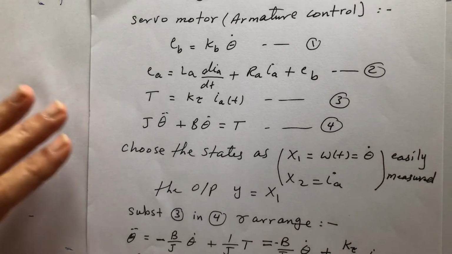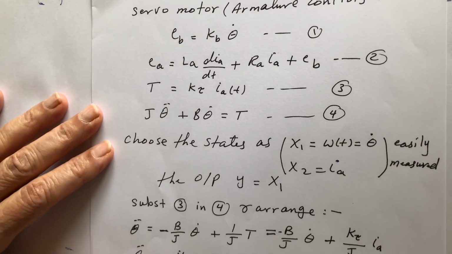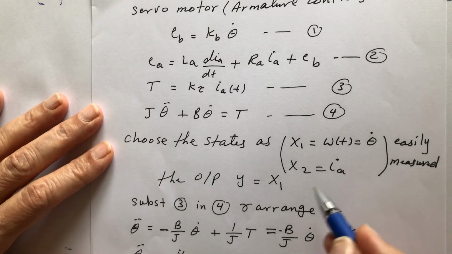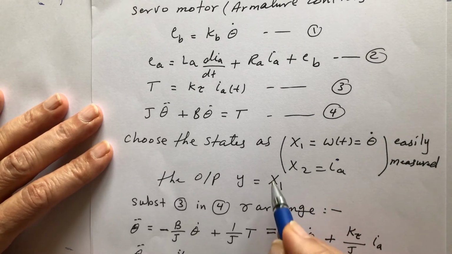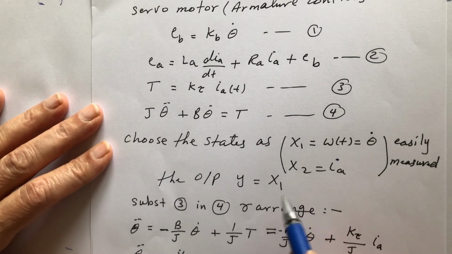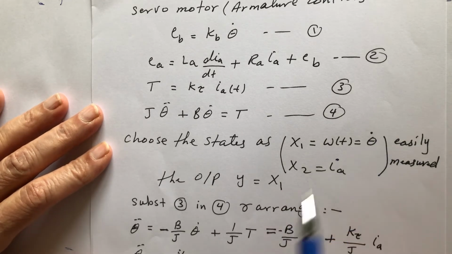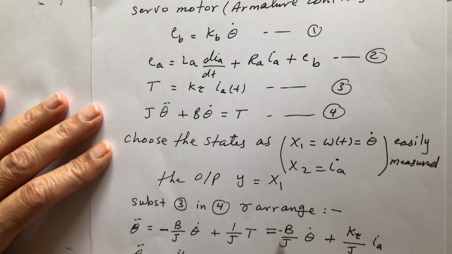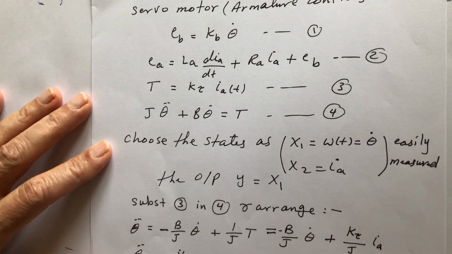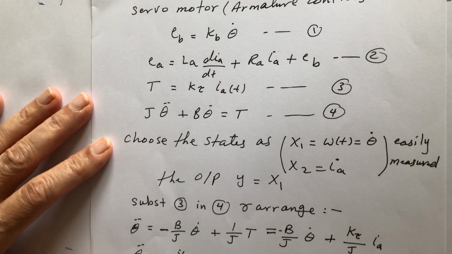Maybe I'll give you the other one. Let's take the output as x1. So x1, if it's the output, that means the output is theta dot. That means the output is a speed in here. So it will be okay. I'll show you how to get the theta if you want from this model.